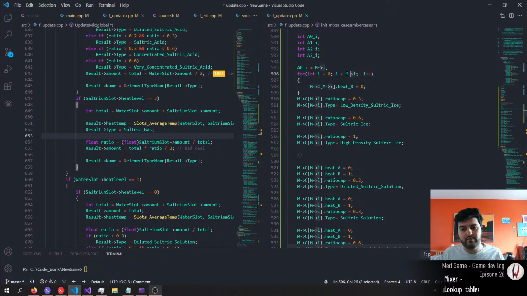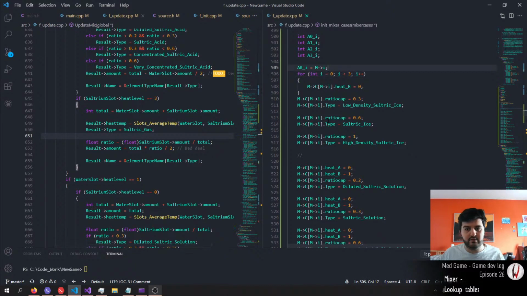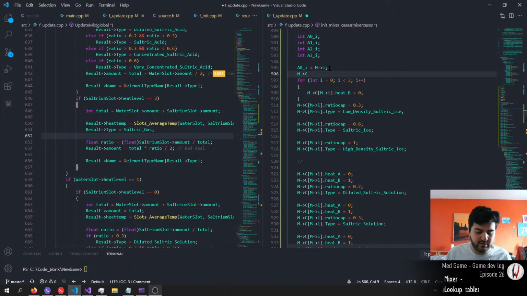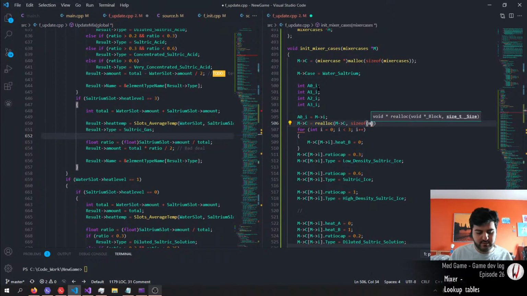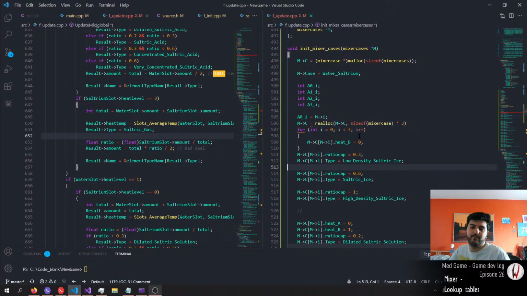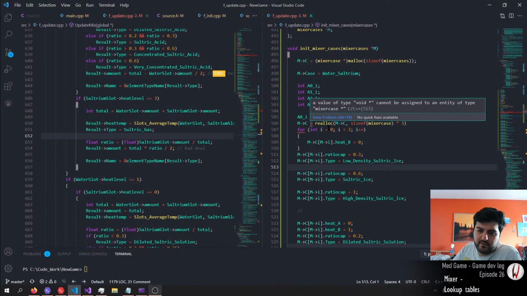Work towards 3 cases, and also I'm going to realloc 3 cases. So here, first I'm going to realloc. The size is going to be size of, what was it, mixer case times 3. And this needs to be cast, I think. Yep.